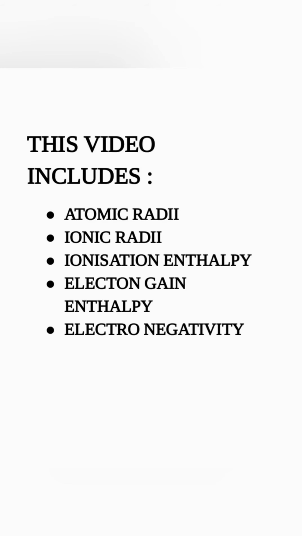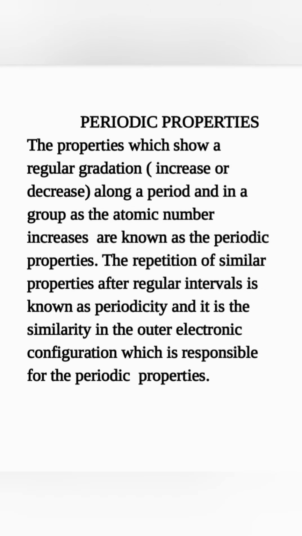And what do you mean by periodic properties? Periodic properties are the properties which show a regular gradation, either increase or decrease along a period or along a group as the atomic number increases. The repetition of similar properties after regular intervals is known as periodicity, and it is the similarity in the outer electronic configuration which is responsible for the periodic properties.